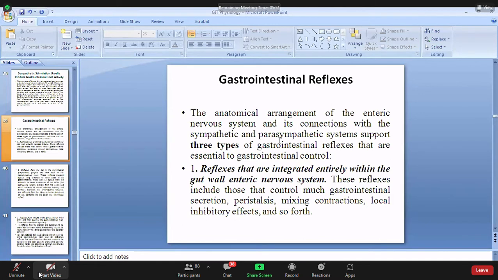There are three types of gastrointestinal reflex. One is reflexes that are entirely integrated within the gut wall, the enteric nervous system. And these reflexes include those that control most of the gastrointestinal secretion, peristalsis, mixing contractions, local inhibitory effects, and so forth. বুঝতে পারছো কথাটা?